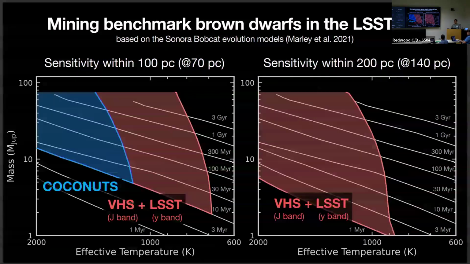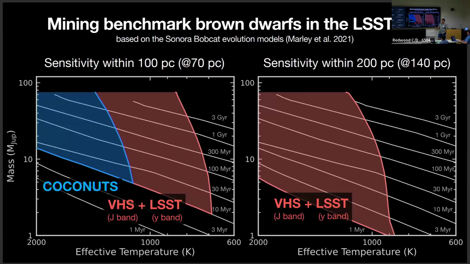I can ask a question. Maybe I'm interpreting this wrong, but is it saying that as you go to younger ages, you can push to lower temperatures for what you can detect in these surveys, like with LSST plus VHS? I'm not sure I would have guessed that.